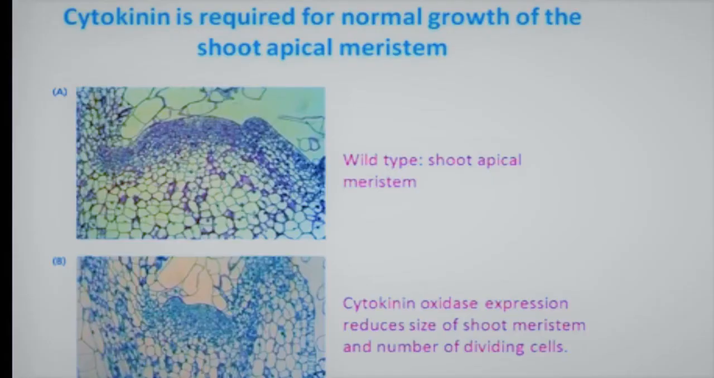In this slide, we can see that cytokinin is required for normal growth of the shoot apical meristem. The above picture is of wild type where the shoot apical meristem is shown, whereas the picture below shows that cytokinin oxidase expression reduces the size of the shoot apical meristem and the number of dividing cells.